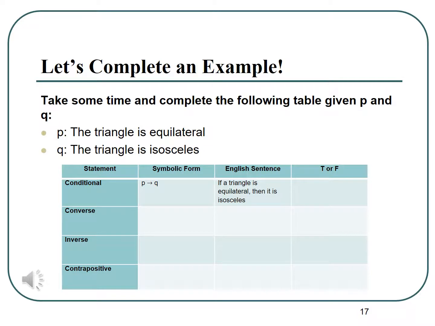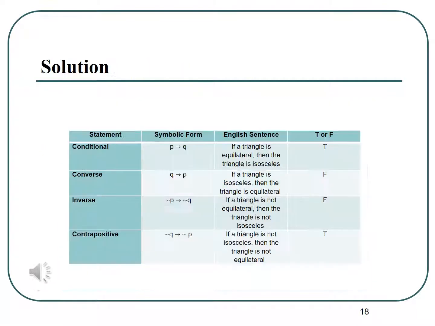So why don't you take some time and fill out this table? It just gives you some practice with writing the conditional, converse, inverse, and contrapositive in symbolic form and in English, and then evaluating their truth or falseness. Now you're going to do that for the example of P, your hypothesis being a triangle is equilateral, and the conclusion being the triangle is isosceles. So take some time, fill out this chart, pause the presentation, and then you can proceed to the next slide, which has the solutions. So we know the conditional statement is true.